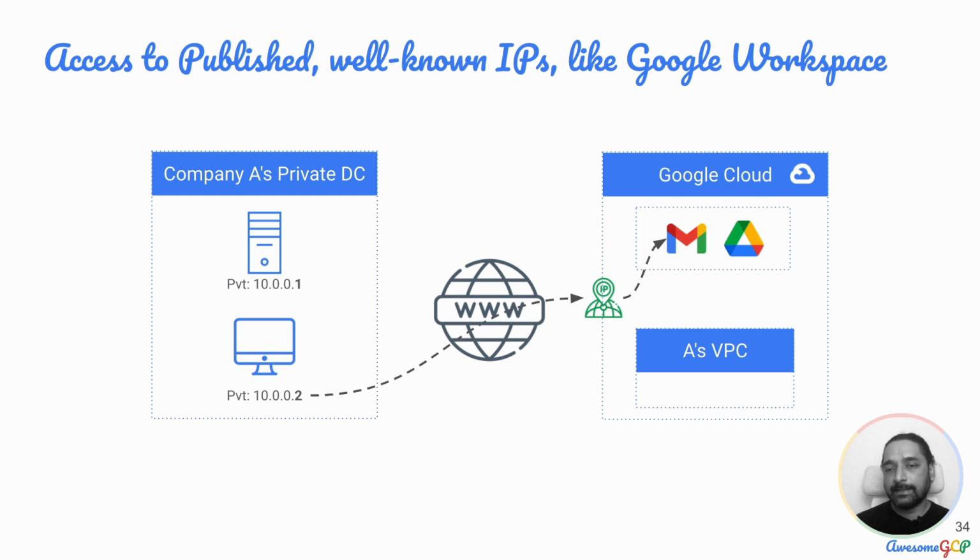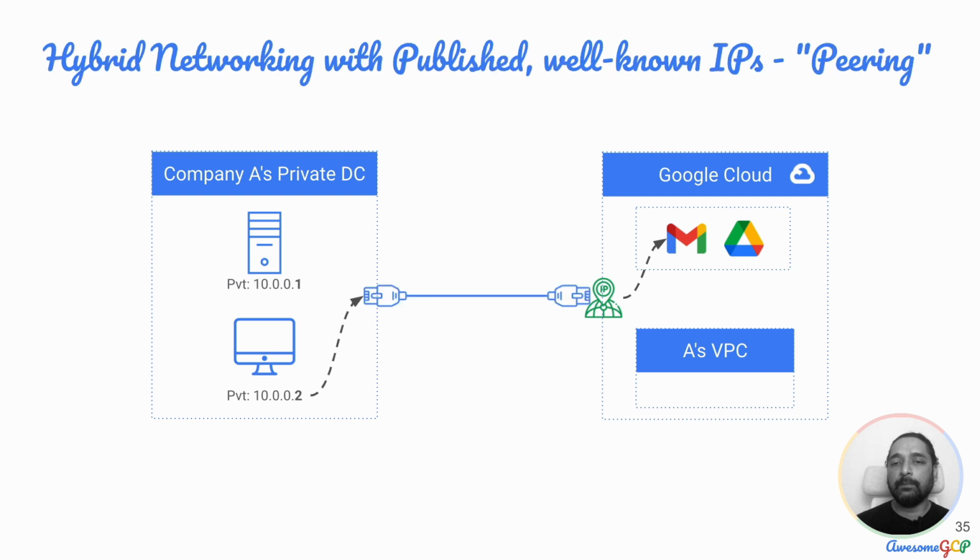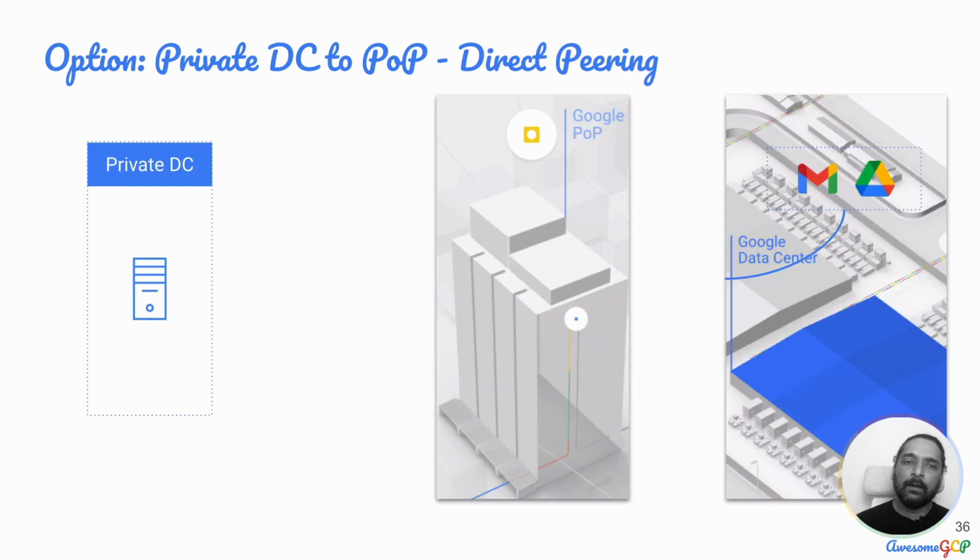Now, even in this case, there might be a requirement for companies to say, you know what, we don't want to go over the public internet. We want to have our own direct line, our own exclusive line, so that all our employees can access these public services with higher bandwidth, higher reliability, higher security. Similar approaches are there for this kind of service.